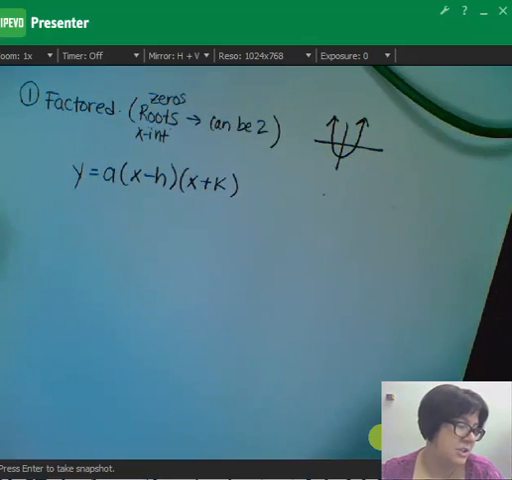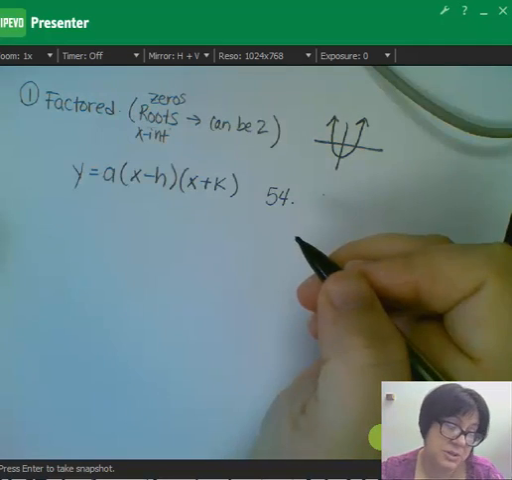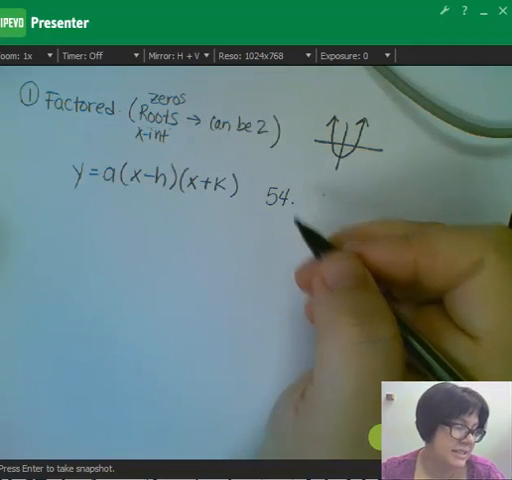All right, which means 54, since it has two sets of parentheses, is letter B.